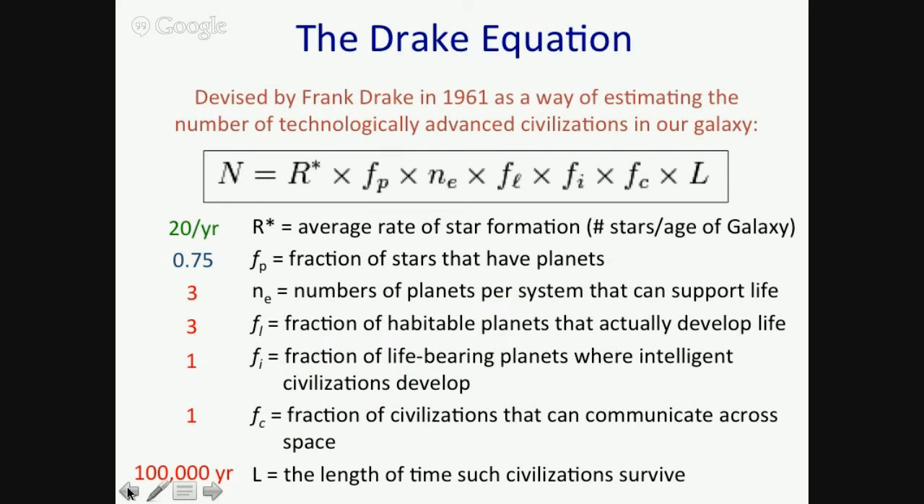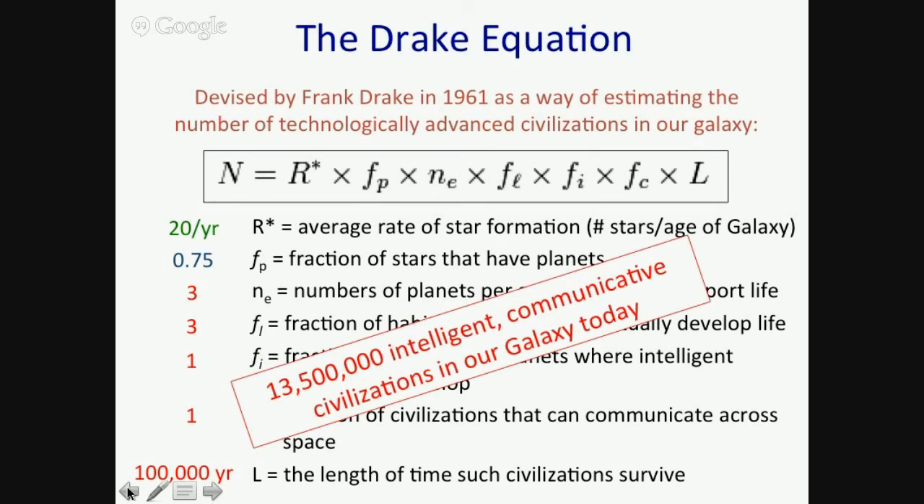Let's say the fraction of stars with planets is much higher, like 3/4 of stars. And let's say every one of those stars has 3 different planets that can form life. And all of those habitable planets actually develop life, so that should actually be 1. And anytime you have life on a planet, it immediately goes to intelligence. And anytime you have intelligence, it immediately goes to transmitting broadcasts. And those civilizations last for 100,000 years. Then you've got tons and tons of intelligent civilizations, 13 million.